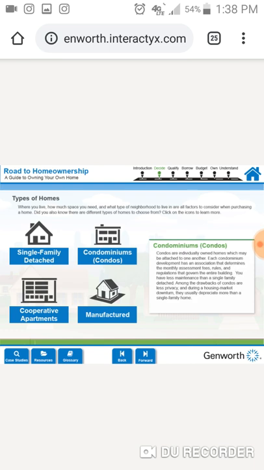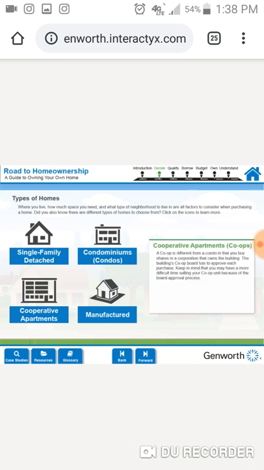Let's talk condominiums, also known as condos. Condos are individually owned homes which may be attached to one another. Each condominium development has an association that determines the monthly assessment fee, rules, and regulations that govern the entire building. You have less maintenance than a single family detached. Among the drawbacks of condos are less privacy, and during a housing market downturn, they usually depreciate more than a single family home. Something to consider.